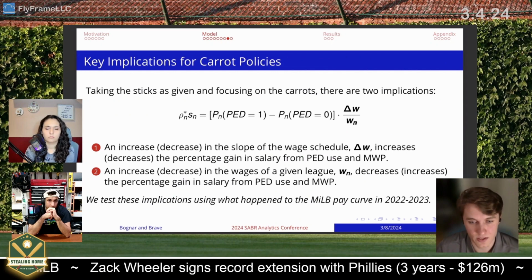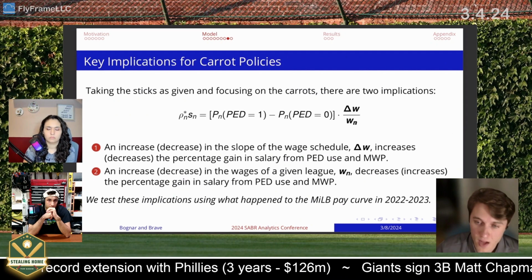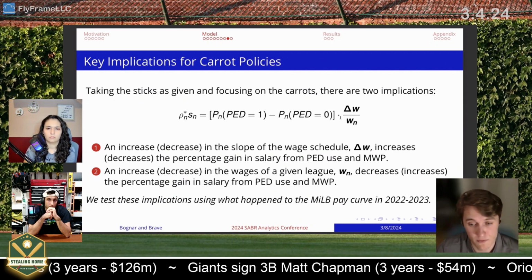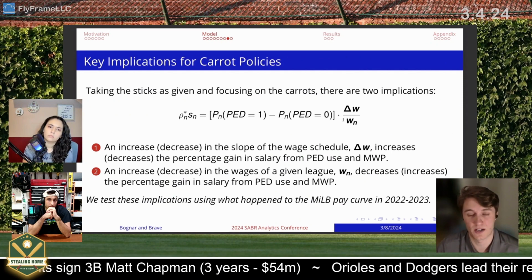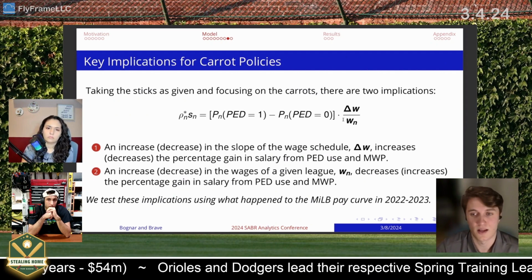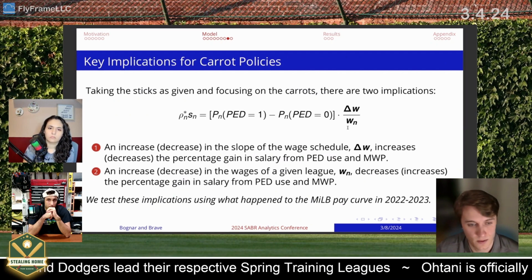Now moving to the W N term here, this is simply level wages. If the level wages go up, that means that the marginal willingness to pay for PEDs goes down. And as a result, we're going to expect PED use to also go down. And then it's just going to be inversed if it's going down.